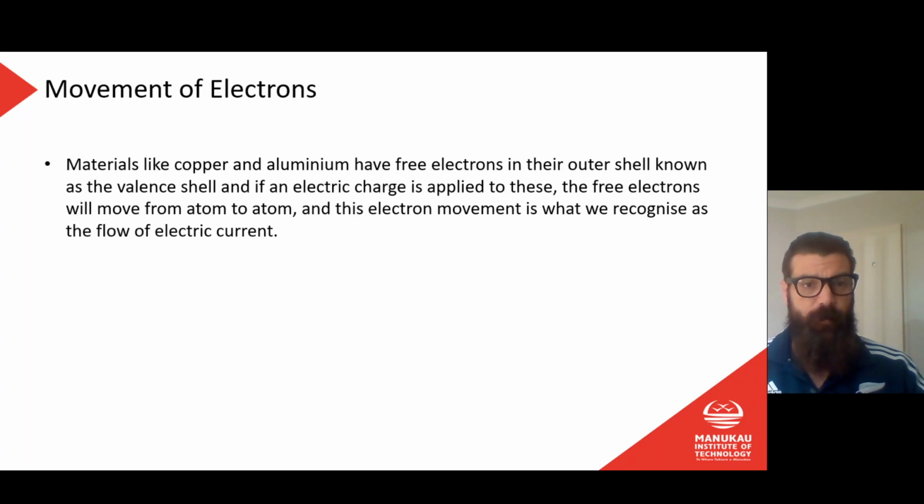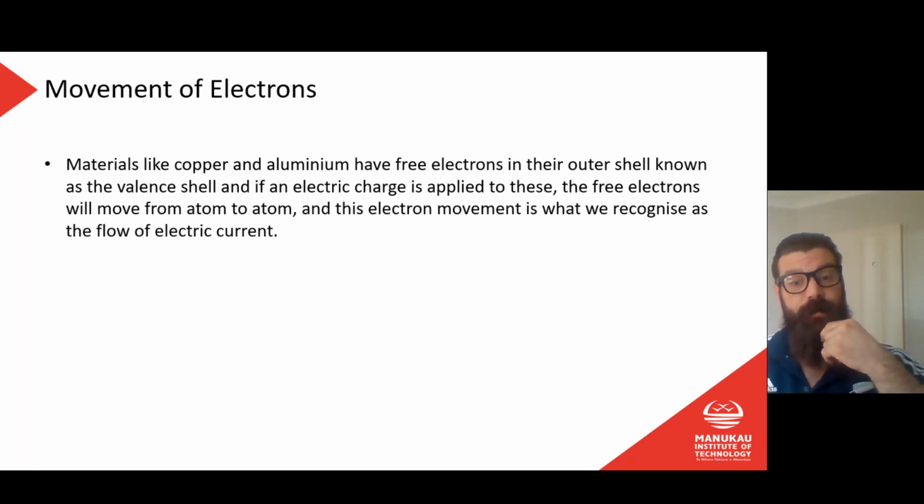And why is that important? Well, if we look at the movement of electrons, materials like copper and aluminium have free electrons in their outer shell, known as the valence shell. So if an electric charge is applied to these, the free electrons will move from atom to atom.